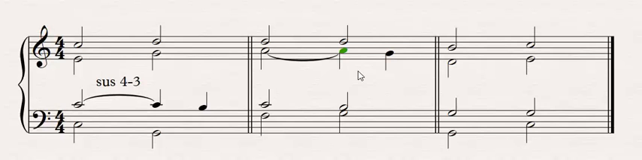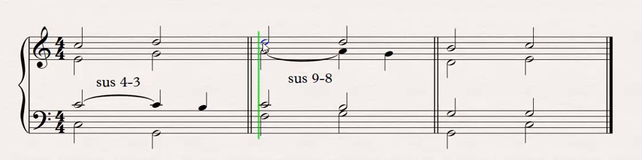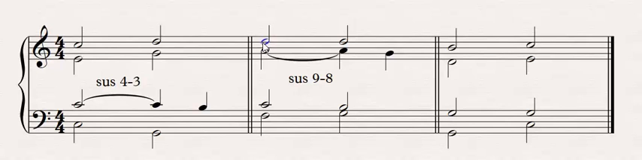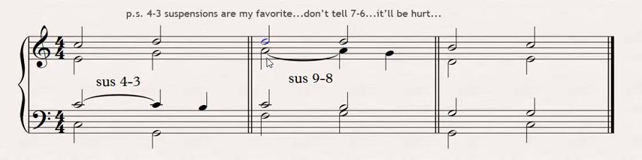So let's see what this one is. This A is a ninth above the bass, and then it falls to the 8th. So we wouldn't call it a 2/1, that would be confusing. So it's going to be a 9/8 suspension, and that one sounds like this. So maybe not quite as good as the 4/3, but still a very nice sound.